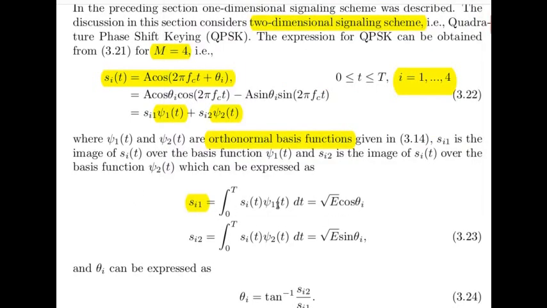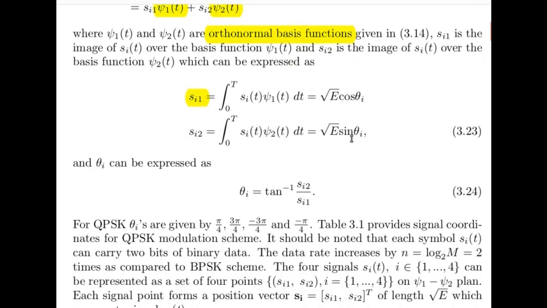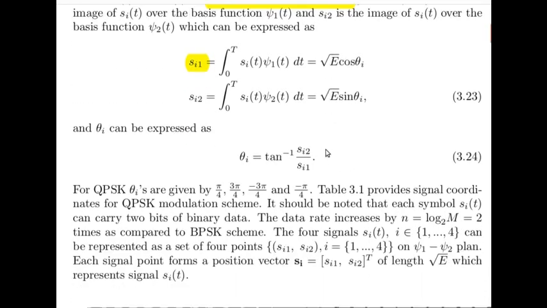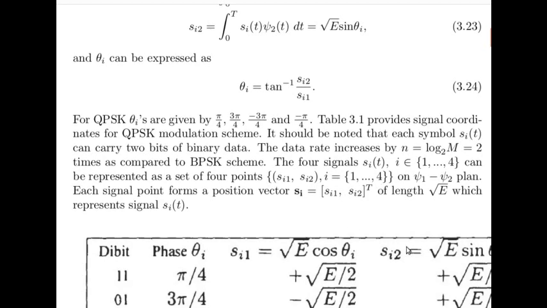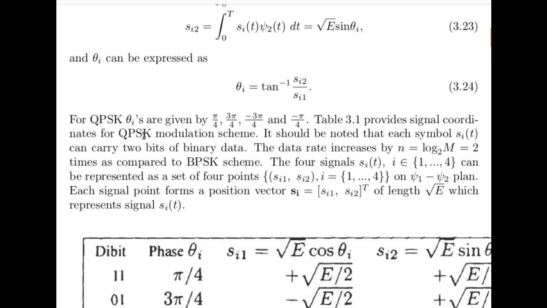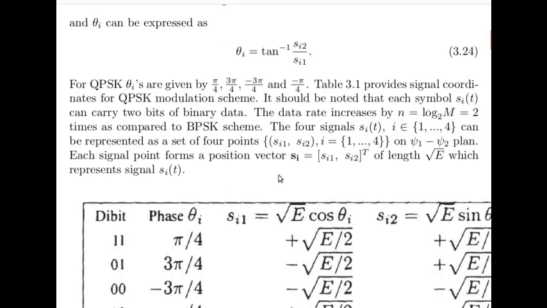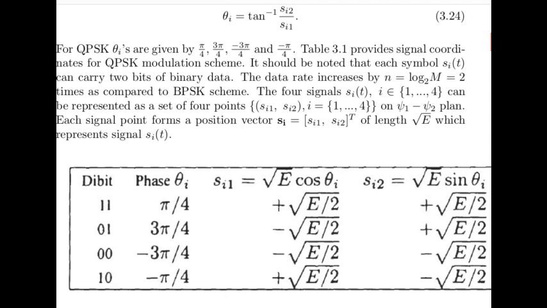So you can always prove this identity 3.23, that Si1 is the image of the signal over theta. Similarly, Si2 can be verified to be under root E sine theta. We will see the square root E cos theta in a short while when we discuss the Euclidean space. Theta is the angle, and you can find it by taking tangent inverse of s sub I2 over s sub I1. These QPSK signals differ by their angles only, and the angles are pi by 4, 3 pi by 4, minus 3 pi by 4, and minus pi by 4. You can see these angles in table 3.1.